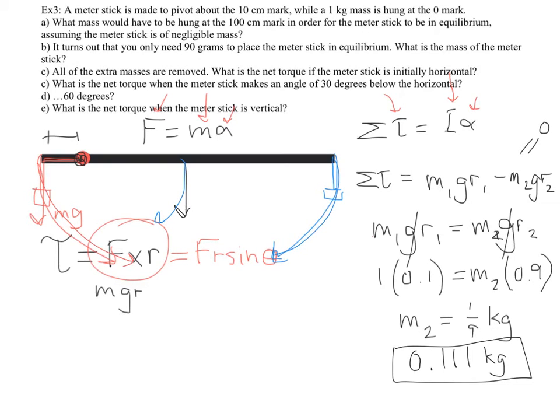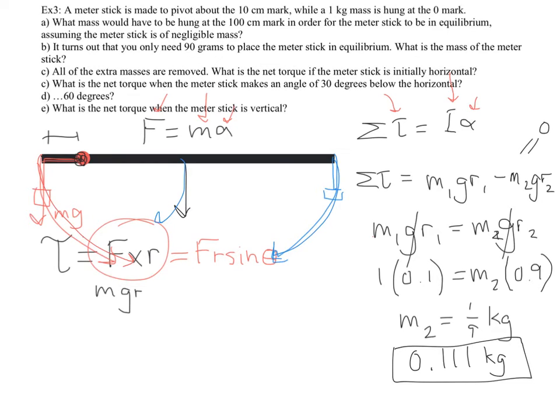So part B is telling us that actually M2, the one on the end, only needs to be 90 grams instead of 111 to place the meter stick in equilibrium. That means we would have to include the meter stick's weight in our list of torques, and then we can calculate things based on that. All right, fine.